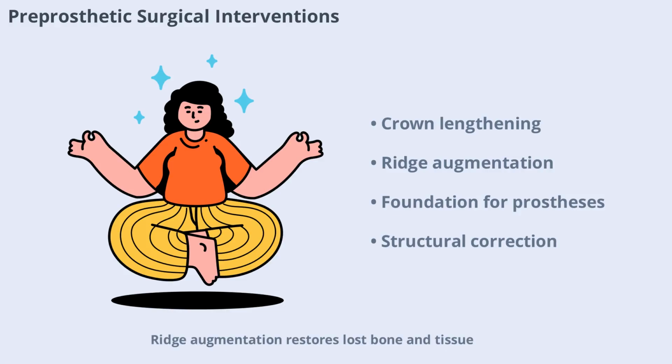Ridge augmentation restores lost bone and tissue, ensuring that prosthetic devices fit securely and function properly. These interventions are essential for achieving successful restorative outcomes and maintaining periodontal health.